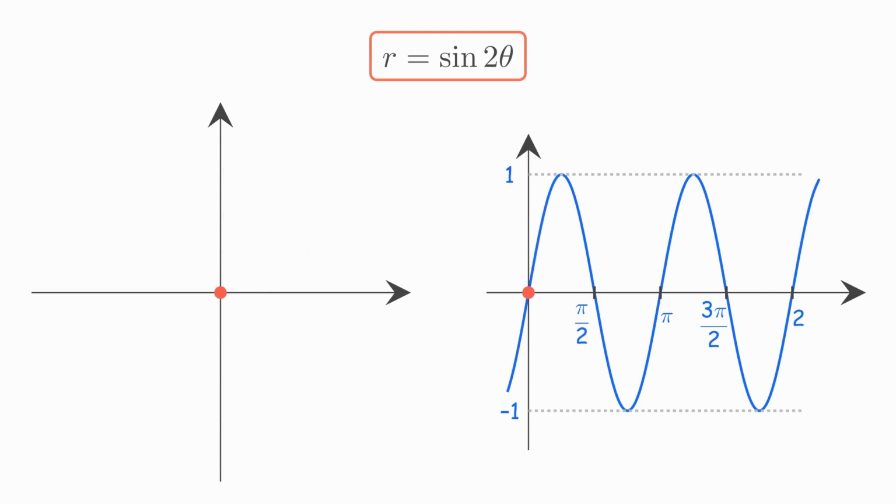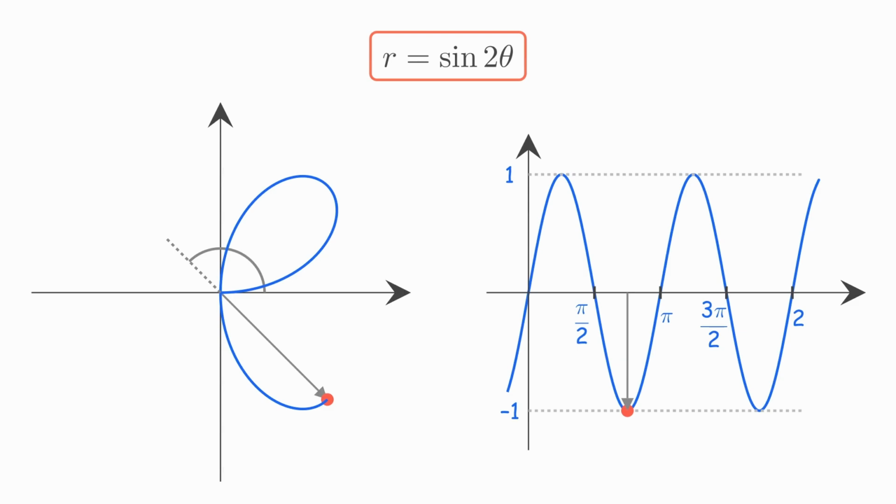At theta equals 0, r is also 0, so we start at the origin. As theta increases, r also increases until theta reaches pi over 4, where sin 2 theta reaches its maximum. From here, the value of r decreases as theta increases until we return to the origin. Now something peculiar happens as theta increases. Instead of going to the second quadrant, we move into the fourth quadrant.